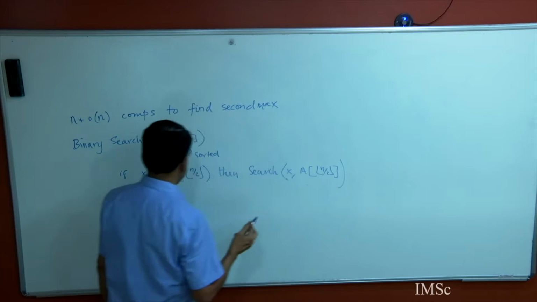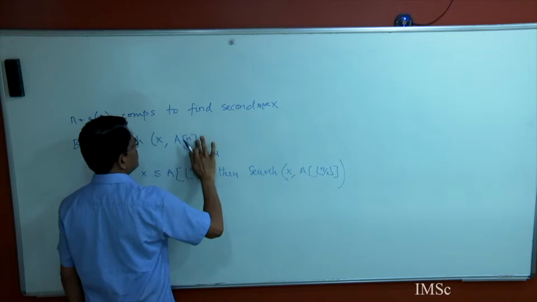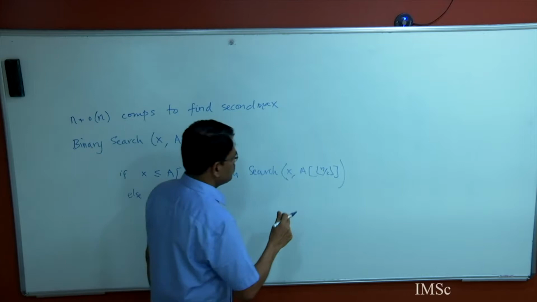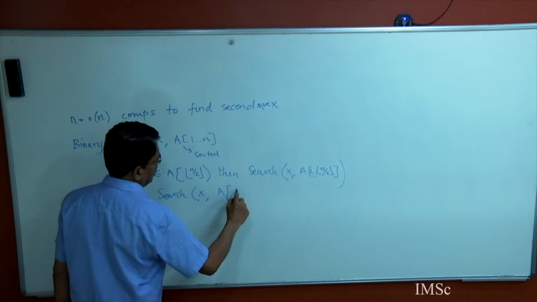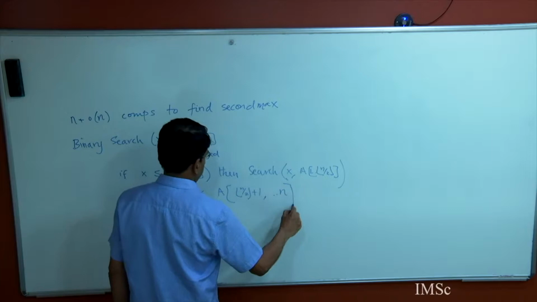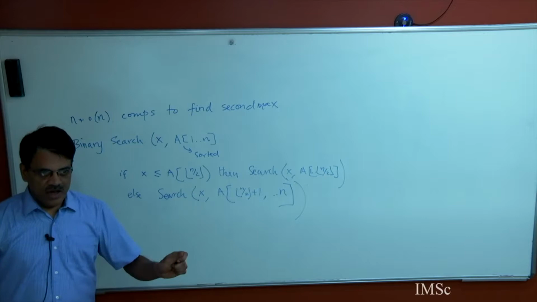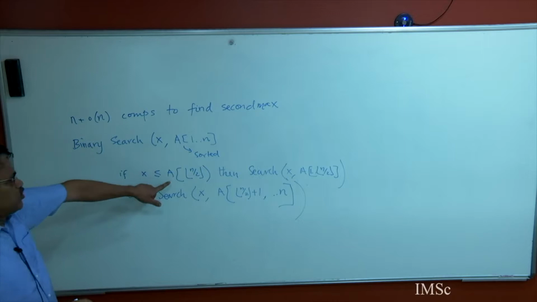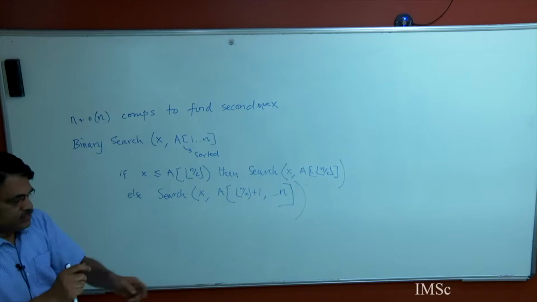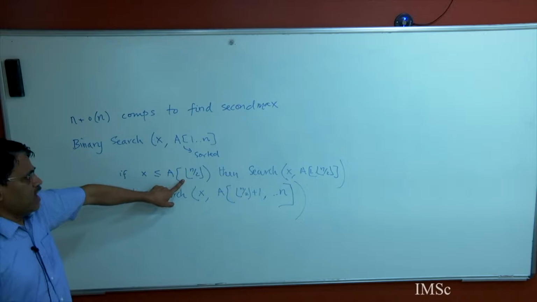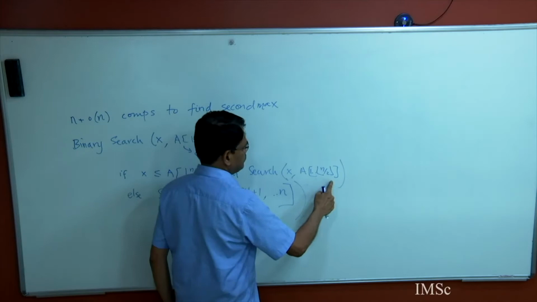Else, okay, so maybe I should say this: the array is a1 to n. So this would be a1 to n by 2, else search for x in a n by 2 plus 1 to n. So recursively, right? That's all the algorithm is. You have a large array of n elements arranged in increasing order. All we are doing is comparing x with the middle element. Okay, n may not be even, so this notation means divide by 2 and round it down. This floor, okay? So if x is less than or equal to this, then I know that if x is there at all, it must be in the first half, so I search here. Otherwise, I just search in this half, okay?